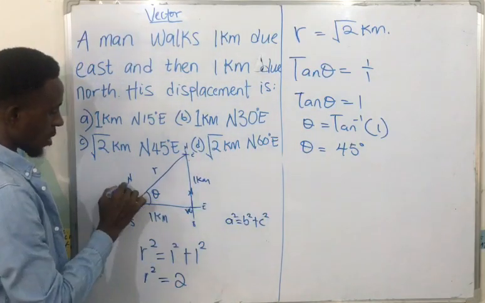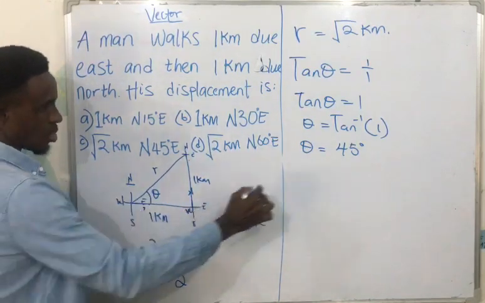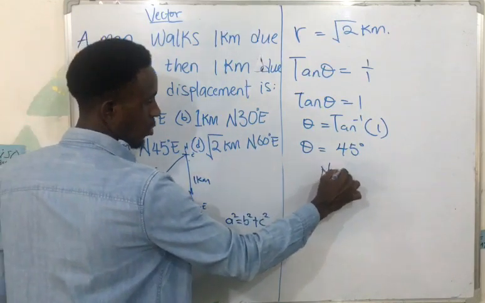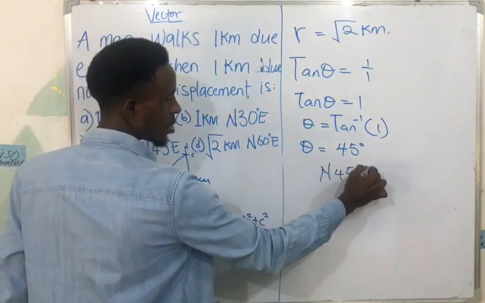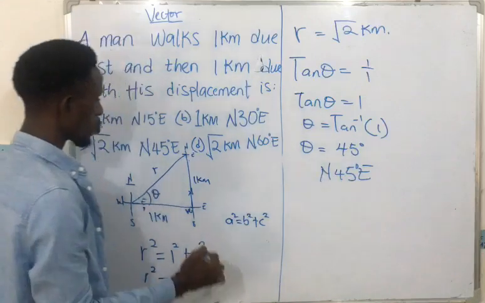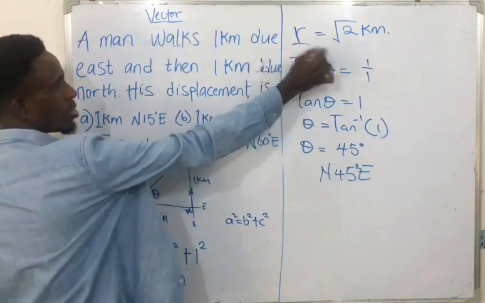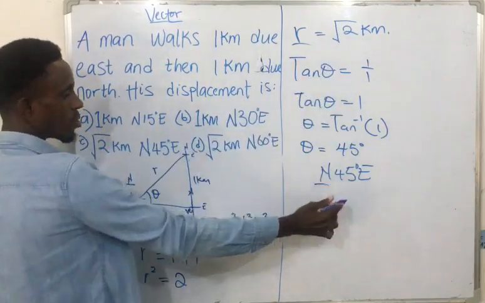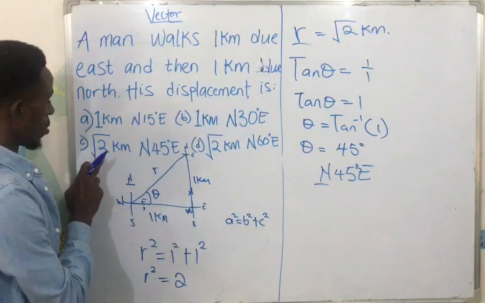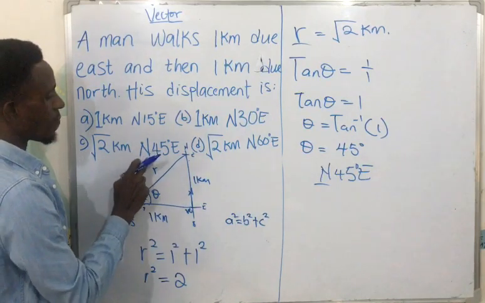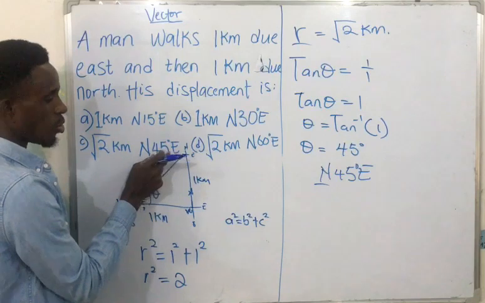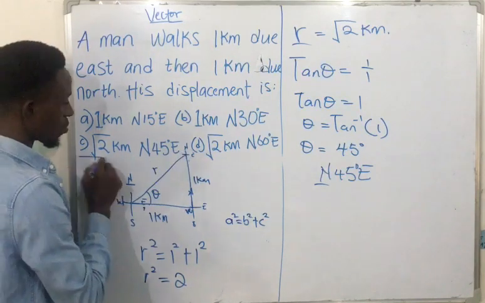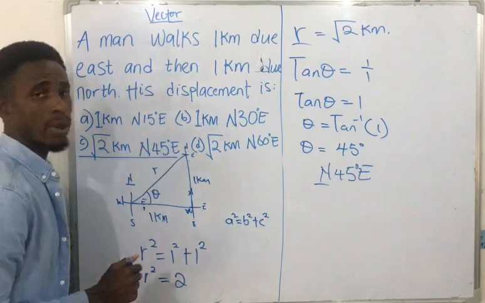And remember, this is my north and then my east. So it is north 45 degrees east. So coming to this place now, magnitude is this and the direction is this. So I'm going to have root 2 kilometers and 45 degrees east. So this is my correct answer.